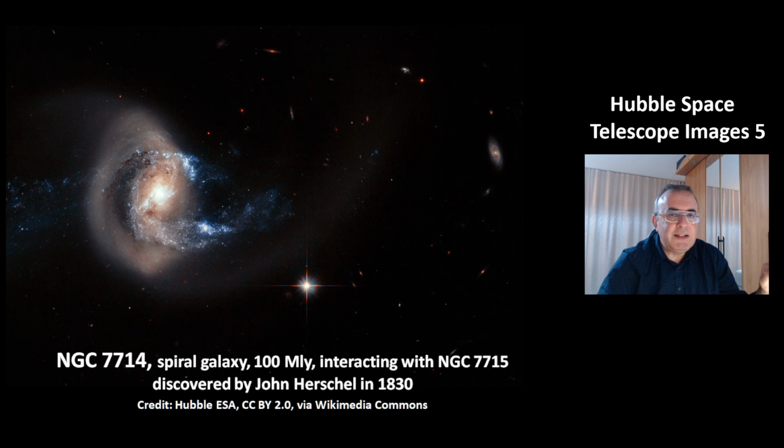This is a galaxy NGC 7714. It's a spiral galaxy at 100 million light years distance. It's again interacting with another galaxy, NGC 7715. This galaxy was discovered by John Herschel in 1830.